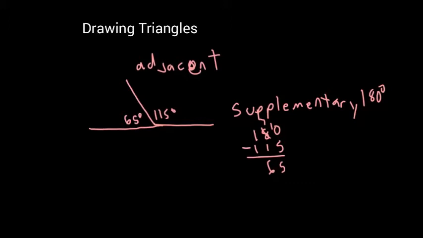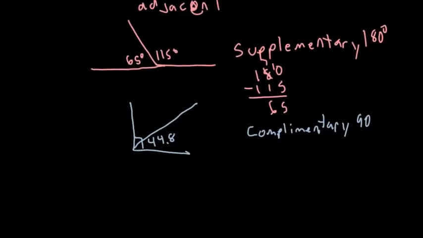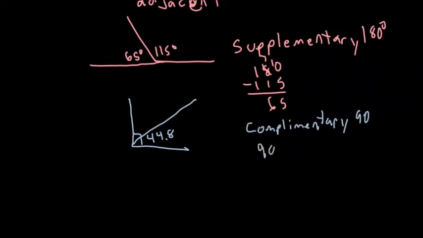You could also have adjacent angles that are complementary. So let's say that's 44 and 8/10. These are complementary because they add up to 90 degrees. So you just take that 90 degrees and the 44 and 8/10 and subtract them to find that missing angle measure. So when we subtract this, we get 45 and 2/10 for our missing angle measure.